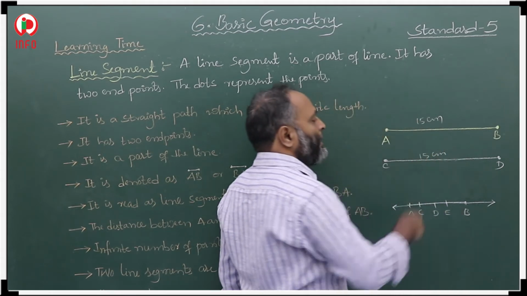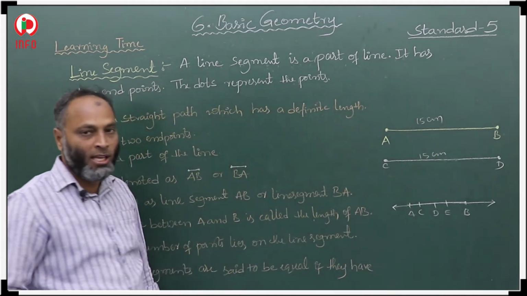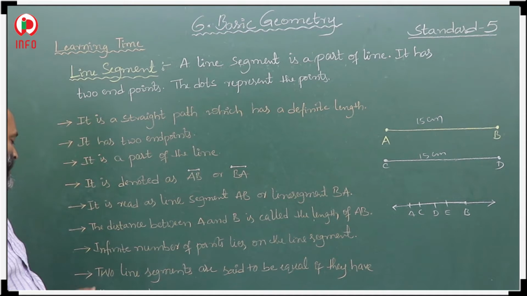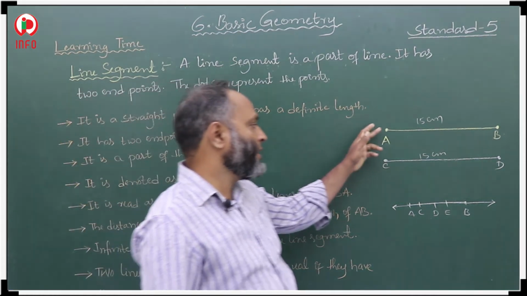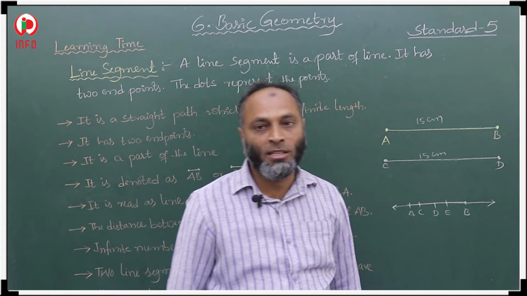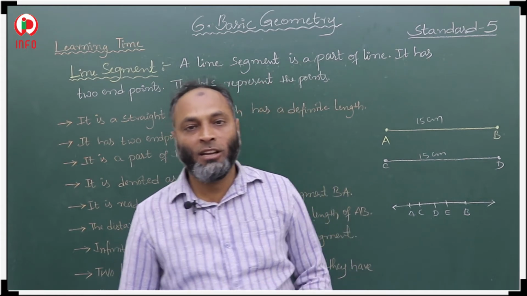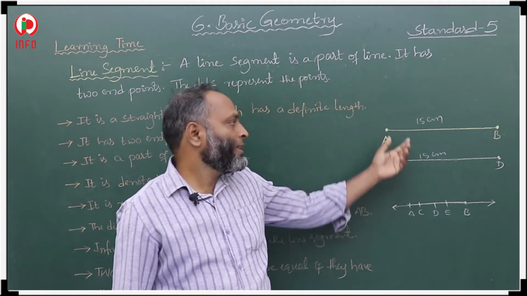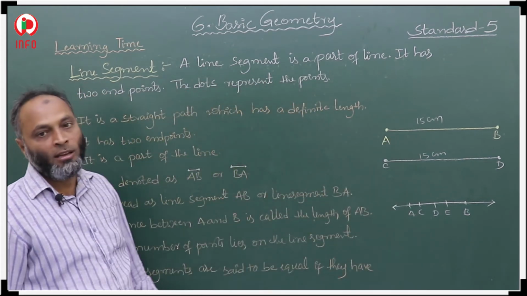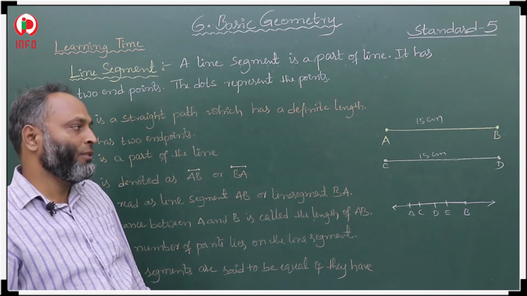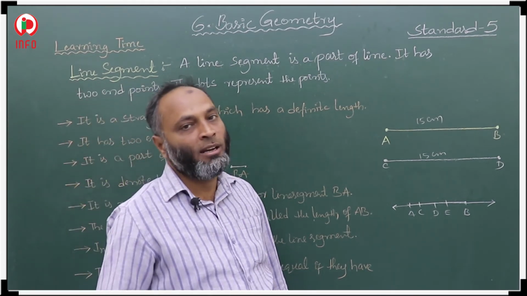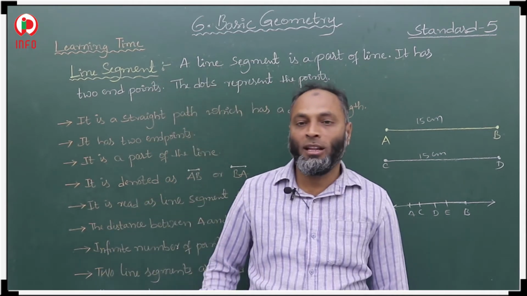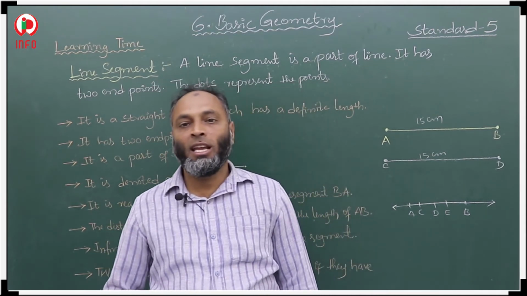If the AB line segment and the CD line segment are the same, then we can say that these two line segments are equal. Why do we say that? Because the lengths of these line segments are the same, meaning AB is equal to 15 and CD is equal to 15, so the line segments have equal length. We say they are equal line segments.